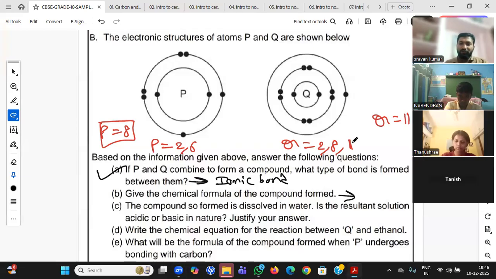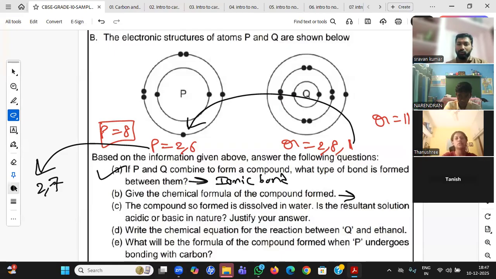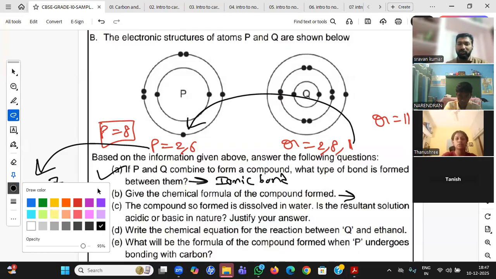You see, one electron is given. Q is very happy. Q has become 2 comma 8. But what about P? P just got 2 comma 7. Will it be stable? No, it will not be stable. It wants one more electron. But who can give one more electron? This one doesn't give one more electron.